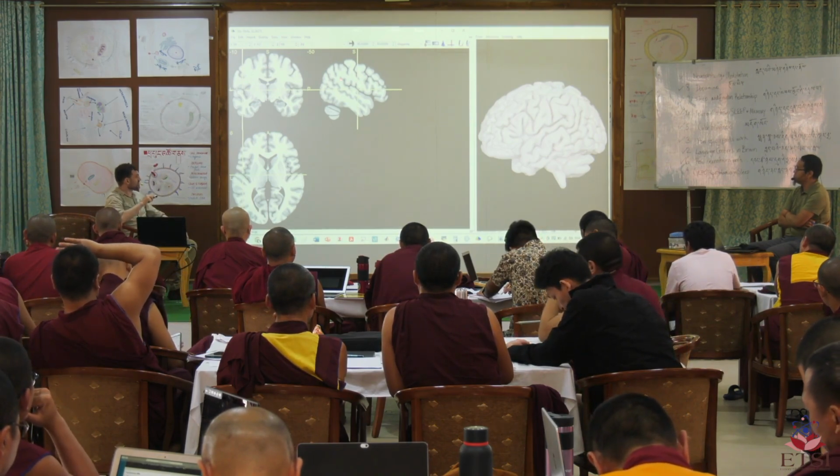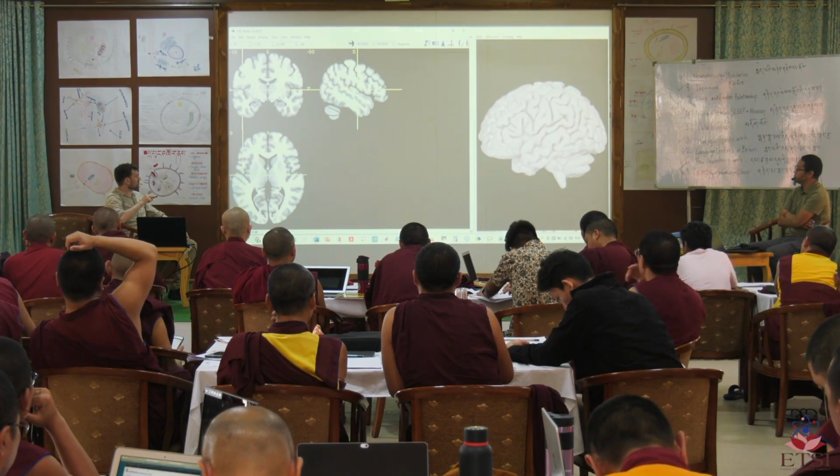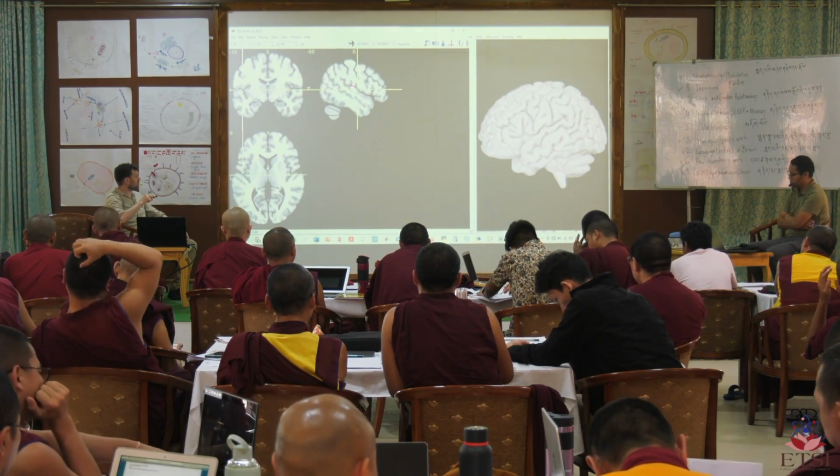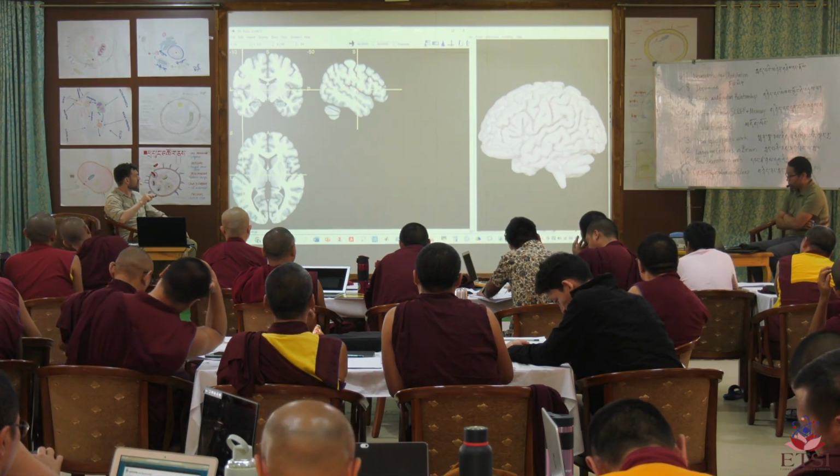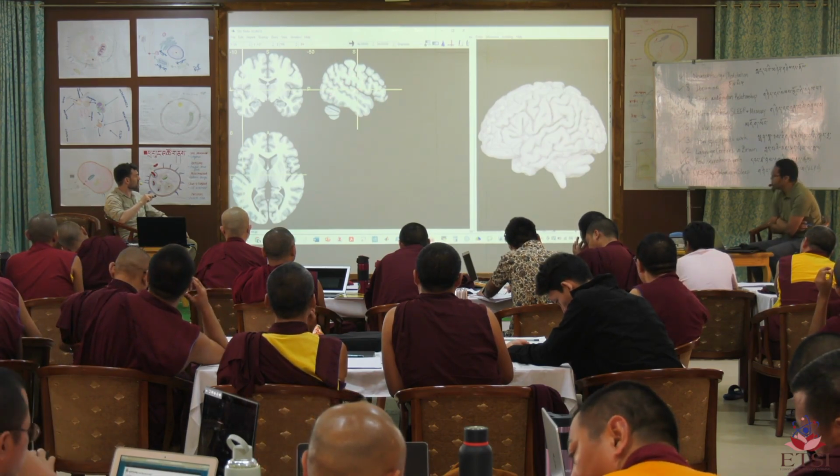And so in the slice view, you can see that this is the Sylvian fissure that divides the frontal and the parietal from the temporal lobe.